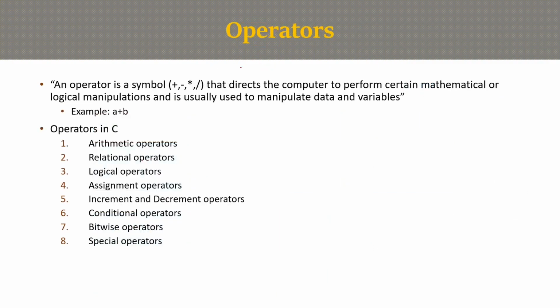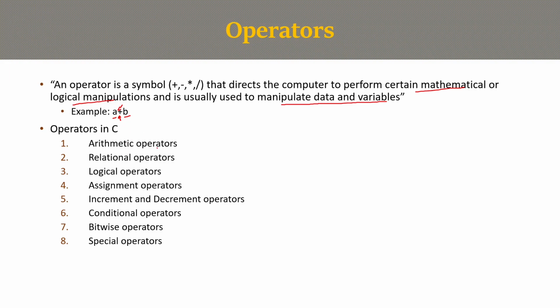Now moving on to operators. So what is an operator? An operator is a symbol that directs the computer to perform certain mathematical or logical manipulations and is usually used to manipulate data and variables. Say for example, here we have two variables a and b. These are also known as our operands. We are basically doing a summation operation here by using the plus symbol. So this plus is our operator.